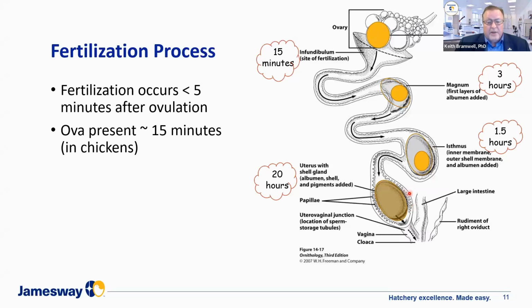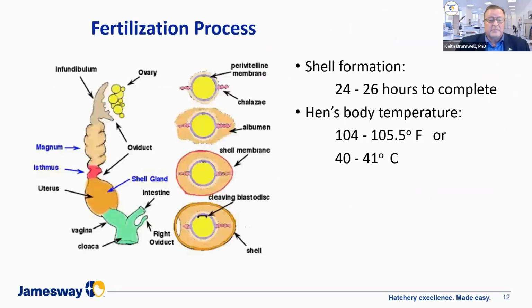These little areas right here that you see, these little bumps, are the sperm storage tubules. I'll talk about that in just a little bit. That's where the sperm is stored within the hen long term, yet fertilization has to occur up here. So we have to have a transportation path for that sperm to move. Once they get to the uterovaginal junction, the vagina, they're there just a few minutes until the egg is laid. During that shell formation, it takes about 24 to 26 hours.